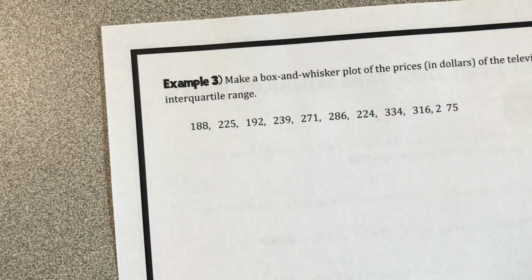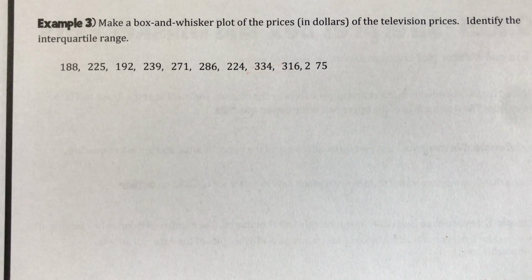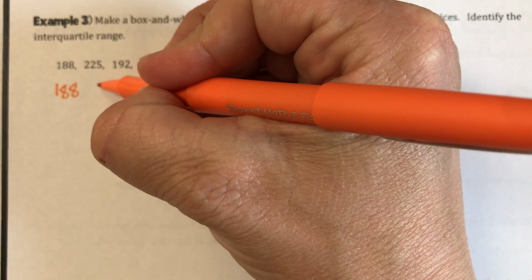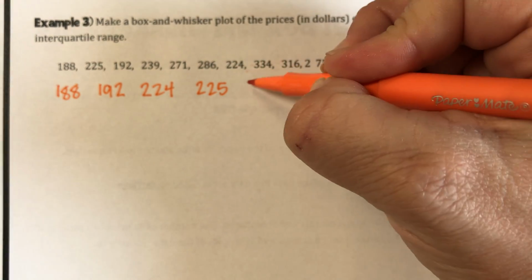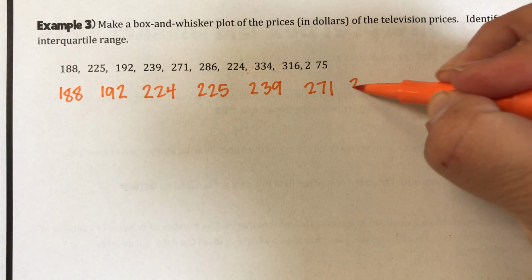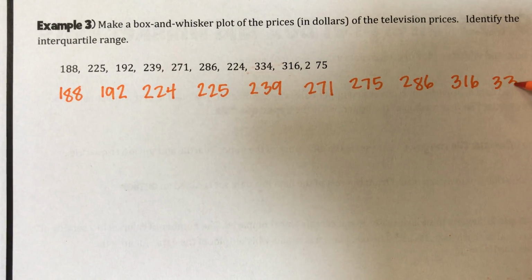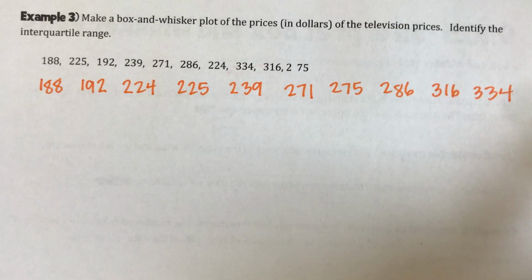Okay, and then the last example, example 3, we're going to go ahead and put them in order. So if you want to pause it, that's fine. And let's see. Let's put them in order. We should have 188, 192, 224, 225, 239, 271, 275, 286, 316, and 334. So that's 1, 2, 3, 4, 5, 6, 7, 8, 9, 10 numbers.